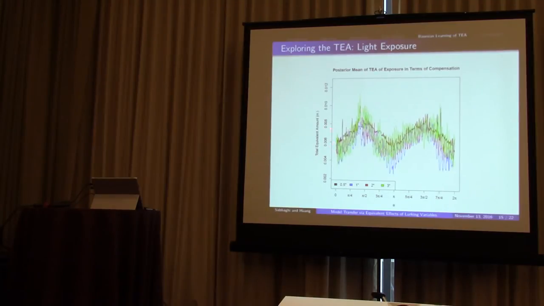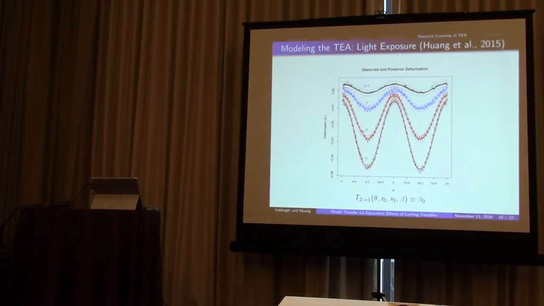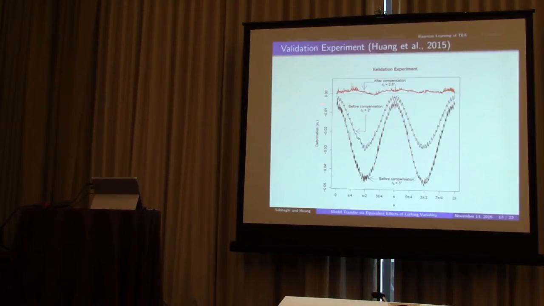It's only between 0.006 and 0.008 inches. So one reasonable approach to model this total equivalent amount is to assume that it's constant. By adopting this model for the total equivalent amount, which is basically just a constant factor, and fitting that model to the observed data, we see that it provides a good fit. And furthermore, we could use that for quality control.